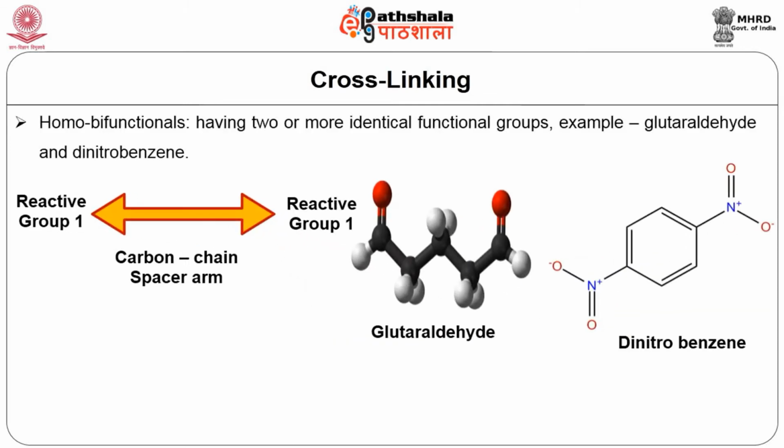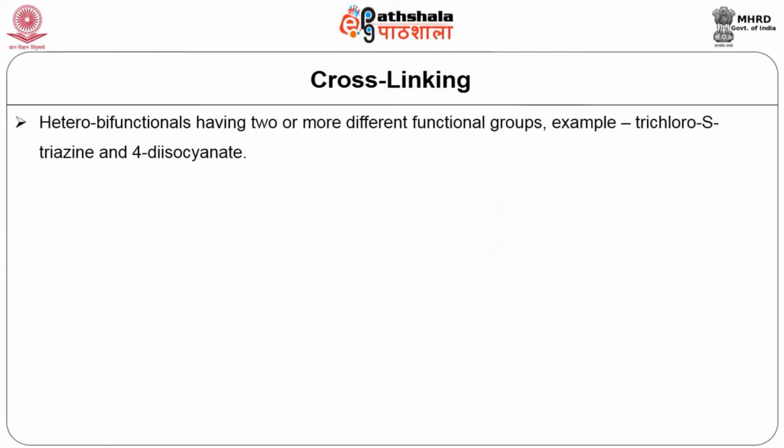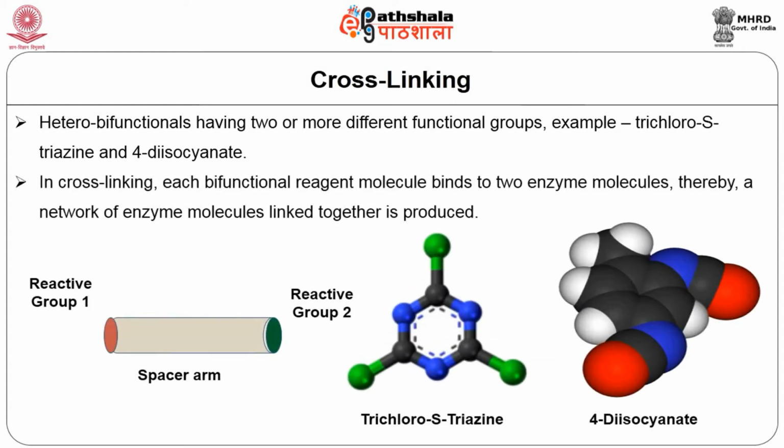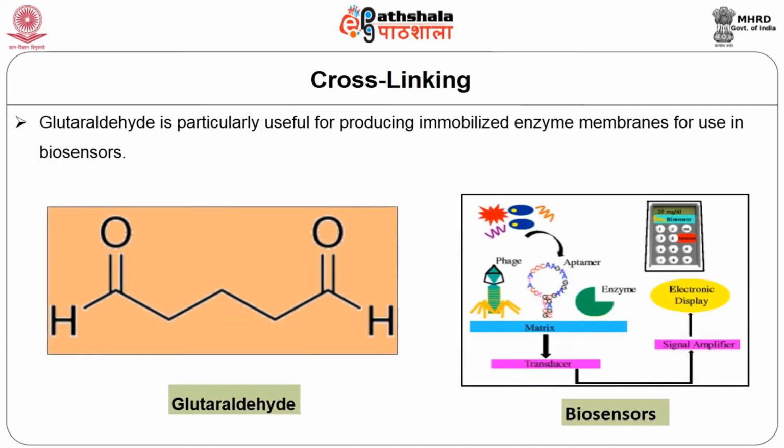Basically, there are two types of bifunctional cross-linkers. Homo-bifunctionals have two or more identical functional groups, for example glutaraldehyde and 4-dinitrobenzene. Hetero-bifunctionals have two or more different functional groups, examples include trichloro-S-triazine and 4-diisocyanate. In cross-linking, each bifunctional reagent molecule binds to two enzyme molecules, thereby producing a network of enzyme molecules linked together. Glutaraldehyde is particularly useful for producing immobilized enzyme membranes for use in biosensors.